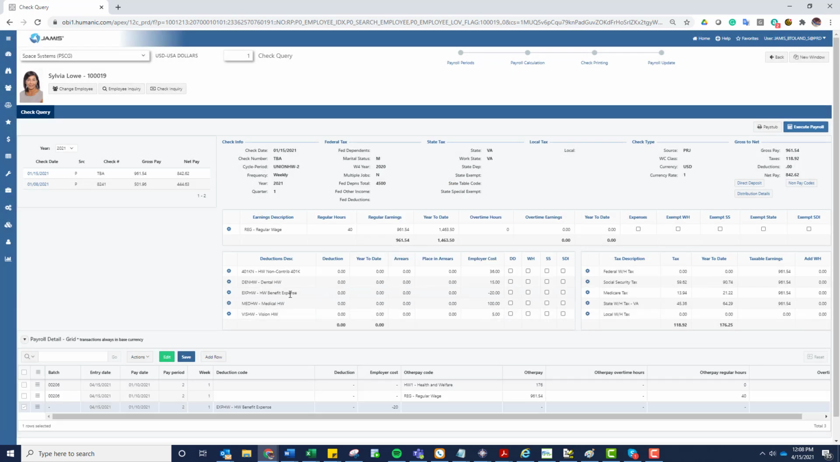So now we're seeing that the fringe benefit expense is being reduced by $20, and that'll flow through the general ledger. In addition, we've also reduced the amount that we're putting to her 401k by that $20. So it includes it in the cost of the rest of the benefits and reduces her amount that's going to her fringe benefit.